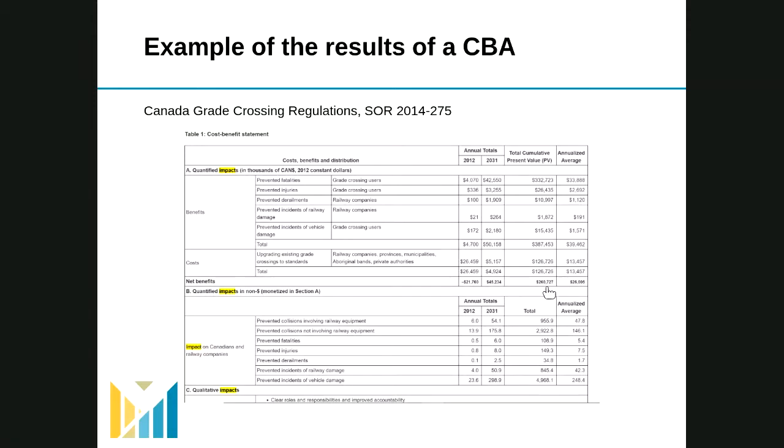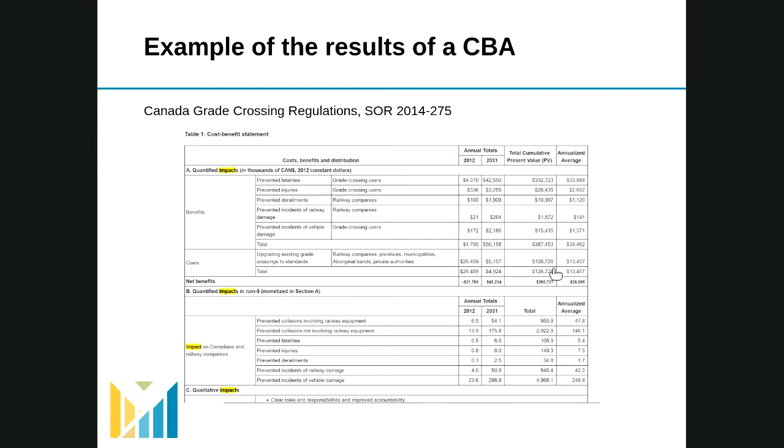So the Canadian government expected that the net benefits of this project will be about $280 million, based on $387 million in benefits and $126 million in costs.